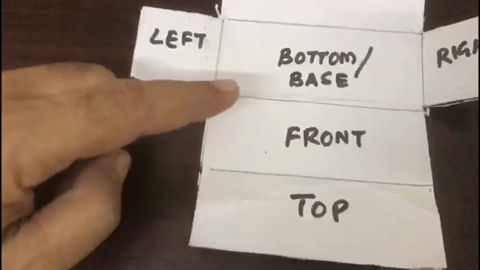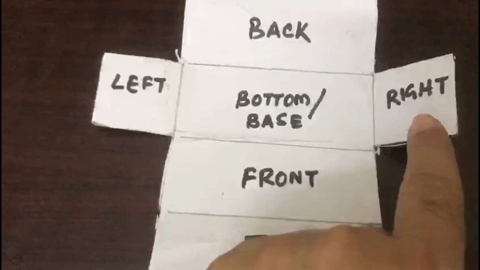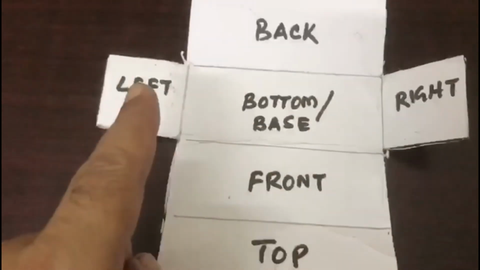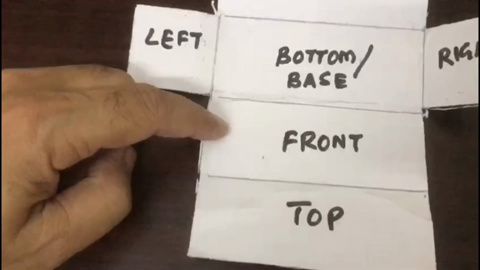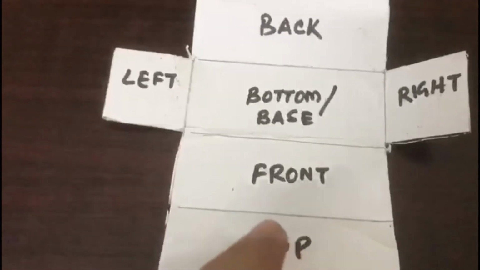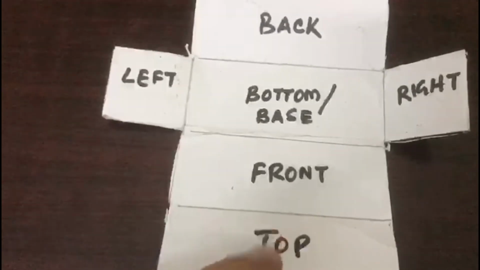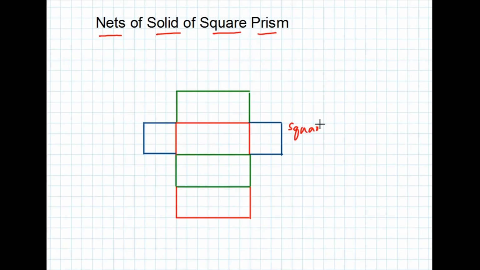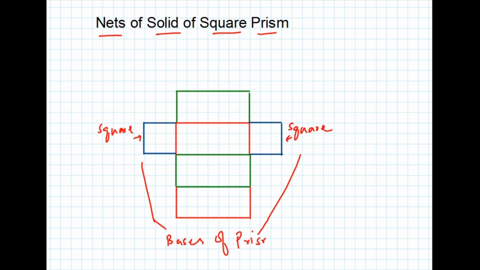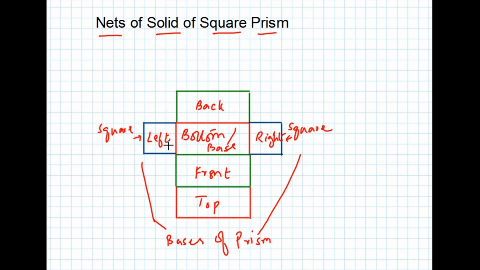On the base rectangle there is a square on its right and another square on its left. We can see the front rectangle and back rectangle, and then below the front rectangle there is a top rectangle. There are two squares as the bases of the square prism. Bottom or base rectangle, top rectangle, front rectangle and back rectangle. The right side is a square and on the left is another square. So these are the nets of solid of square prism.